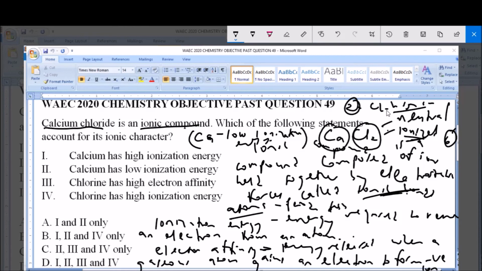So the ionic character of calcium chloride, as we have stated, is accounted for by the low ionization energy of calcium, the high ionization energy of chlorine, and the high electron affinity of chlorine. So that is 2, 3 and 4, and 2, 3 and 4 only is option C. So option C is the correct answer to this question.